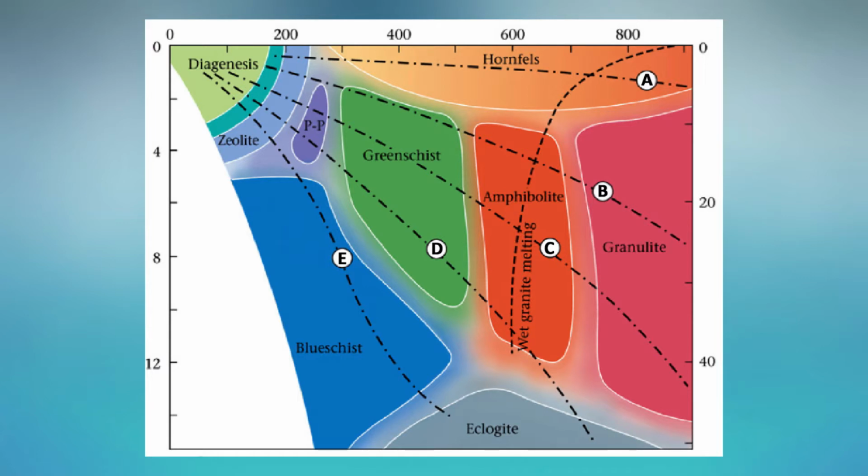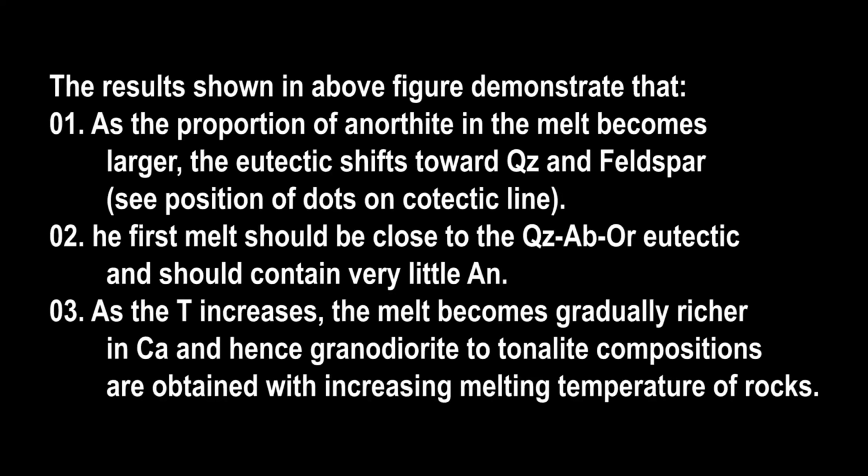The experiments further suggest that the higher the anorthite content in the parent rocks, the higher the melting temperature will be, and the melt will be richer in quartz with increasing pressure. The results shown in the above figure demonstrate that as the proportion of anorthite in the melt becomes larger, the eutectic shifts towards quartz and feldspar. See the position of dots on the cotectic lines.